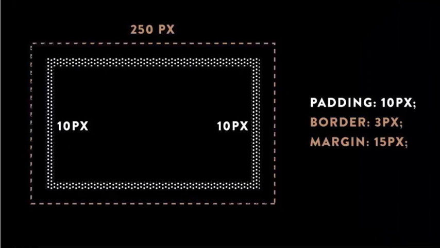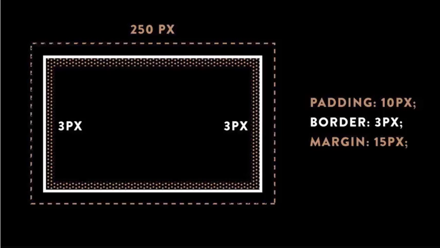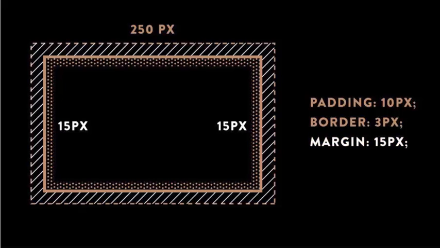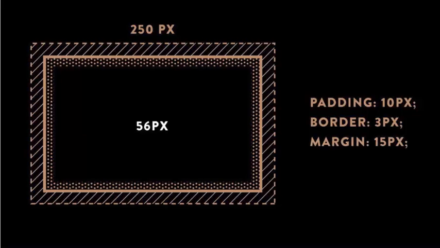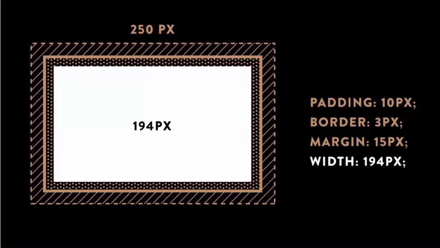So, with a padding of 10 pixels on both the left and the right, that's 20 pixels of our 250 right there. 3 pixels of border on both the left and right, that's another 6, and we're up to 26 pixels total. Margin, 15 times 2 is 30 pixels, so all told, before we've ever set the width of our element, we've already got 56 pixels of our width taken up by padding, border, and margin. So subtract 56 from 250, and you've got 194 pixels left. That's what we'll need to set the width of our element to make the total space it takes up 250 pixels.